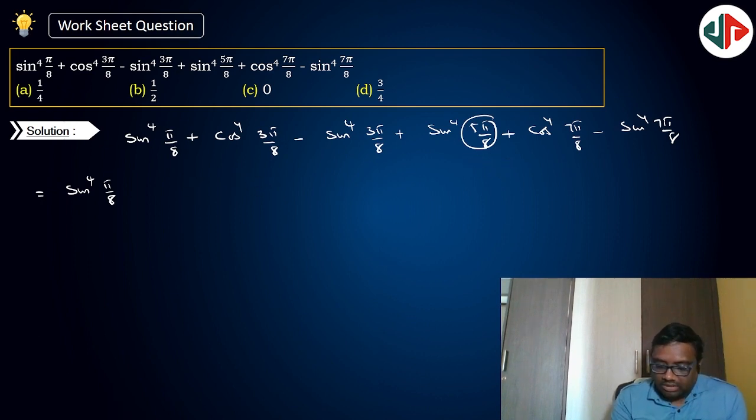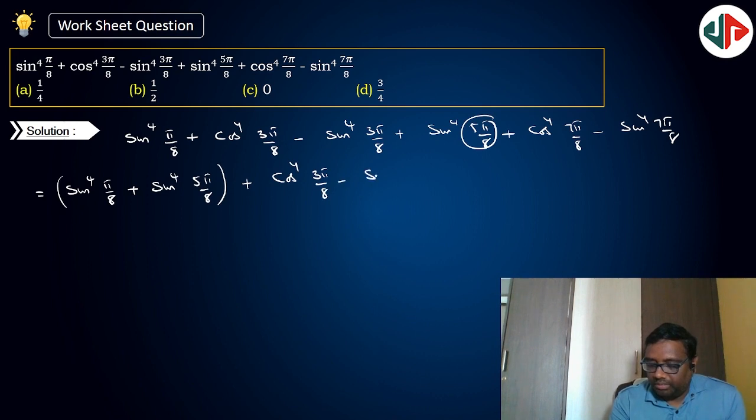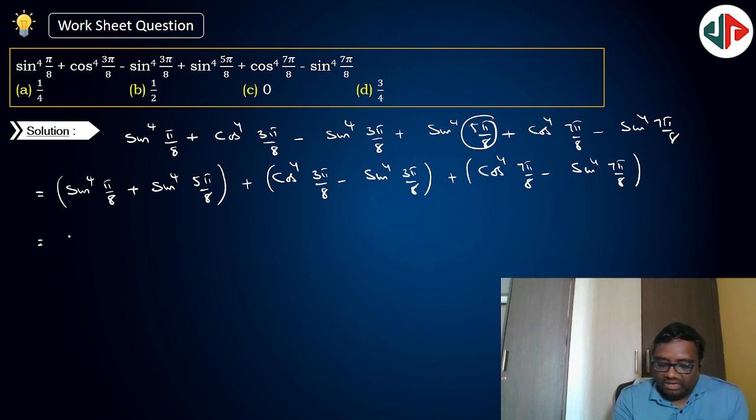Now this we can rewrite as sin power 4 5 pi by 8 as one group, plus cos power 4 3 pi by 8 minus sin power 4 3 pi by 8, plus cos power 4 7 pi by 8 minus sin power 4 7 pi by 8. Can we rewrite this value, sin power 4 pi by 8? It is nothing but cos power 4 pi by 8.